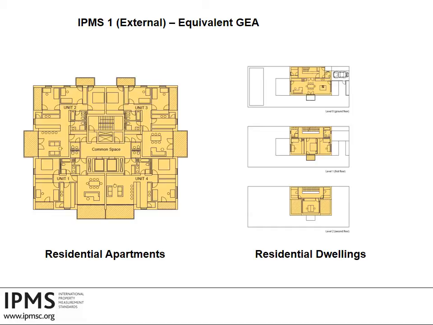The definition of IPMS 1 is the sum of each floor level of a building measured to the outer perimeter of external construction features. It should be noted that IPMS 1 is the same for all classes of building, so equally applies to office, industrial and retail buildings as well.